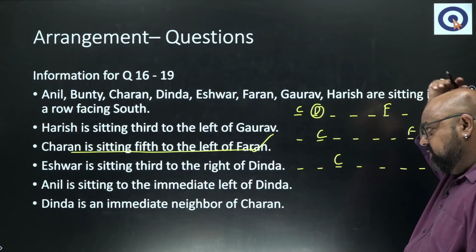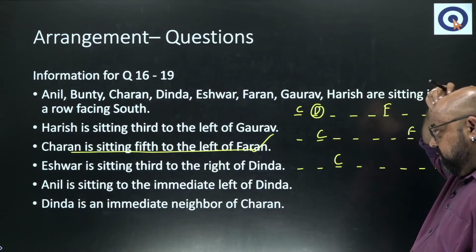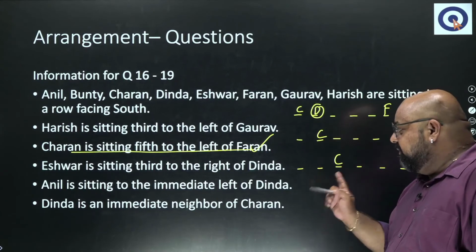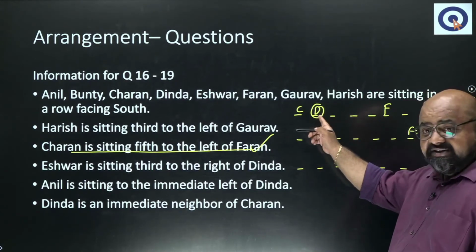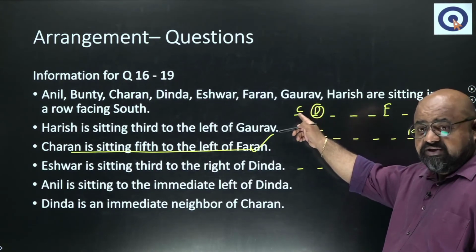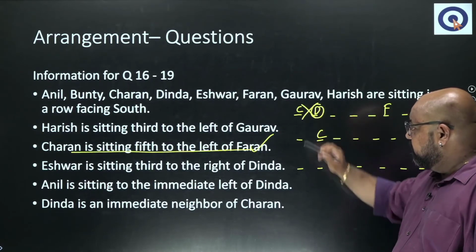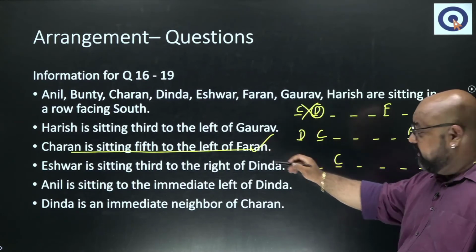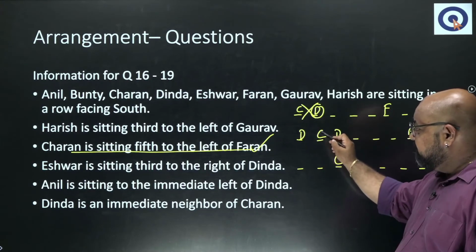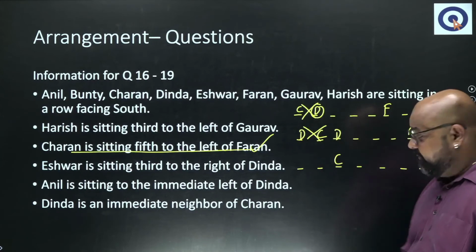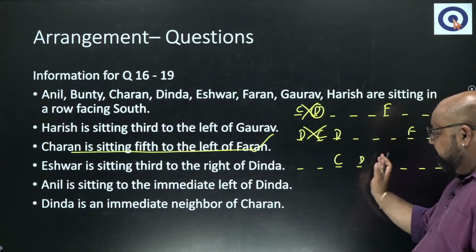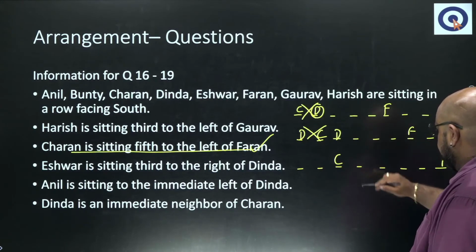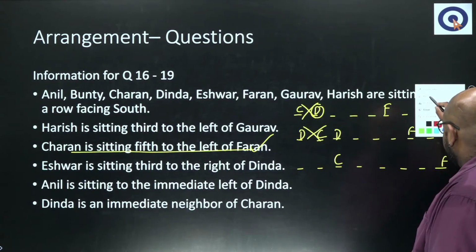So if Ishwar is sitting third to the right of Dinda, Anil is sitting, okay, let's start with the second last statement first. Anil is sitting immediately to the left of Dinda. So if Dinda sits here, immediate left will be C, that is already taken. Not possible. If Dinda sits here, the immediate left, there is no possibility. If Dinda sits here, immediate left, C is sitting. Again, not possible. And therefore, the only position left for Dinda would be this one.